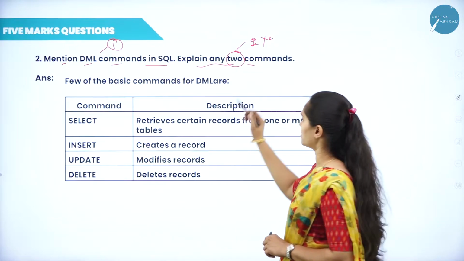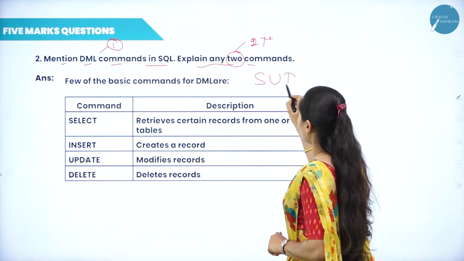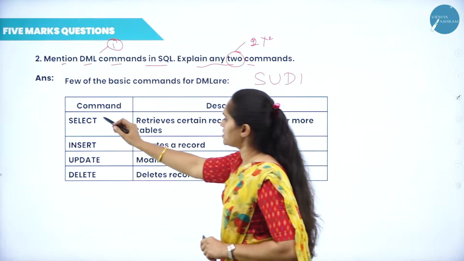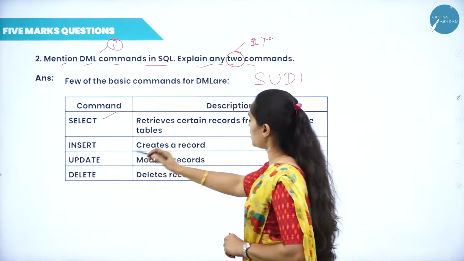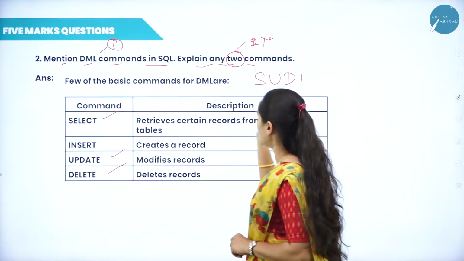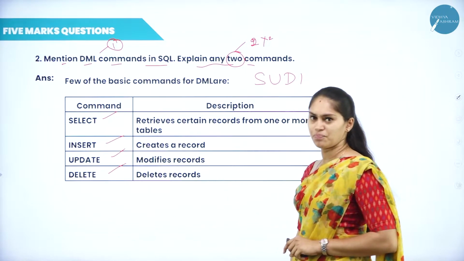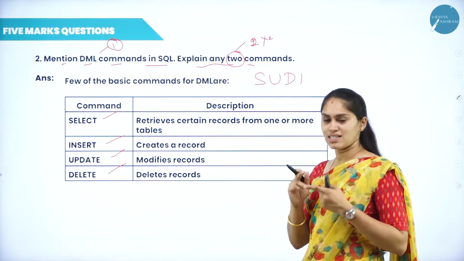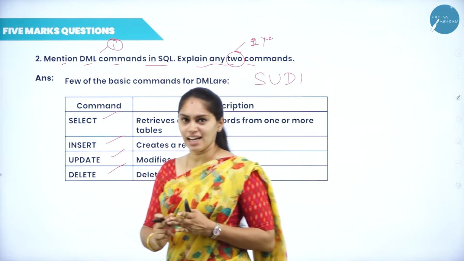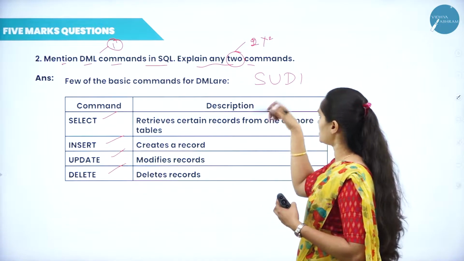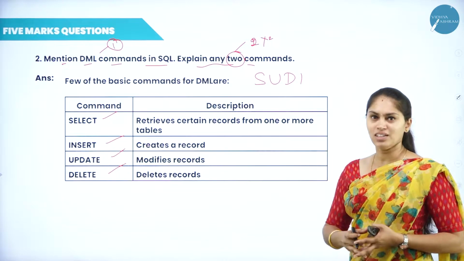So I have one, SUDI. So remember it as SUDI. That means what? S stands for select and U stands for update. D stands for delete and I stands for insert. So in this way you can remember the DML commands SUDI, that is select, update, delete and insert. Or else if you wanted to have any of the keywords in order to remember this, you can do that.